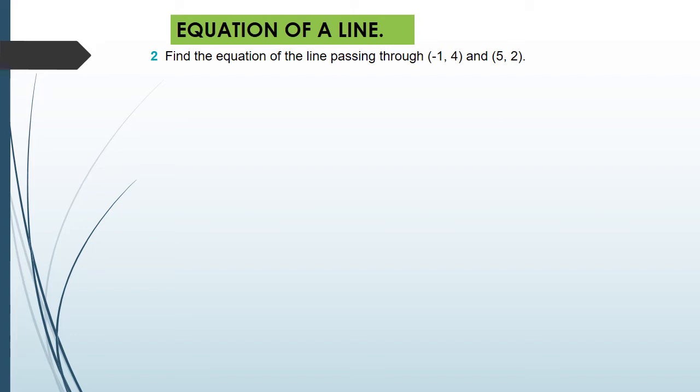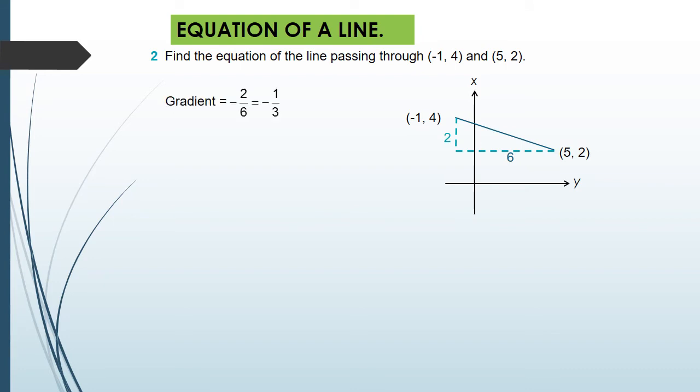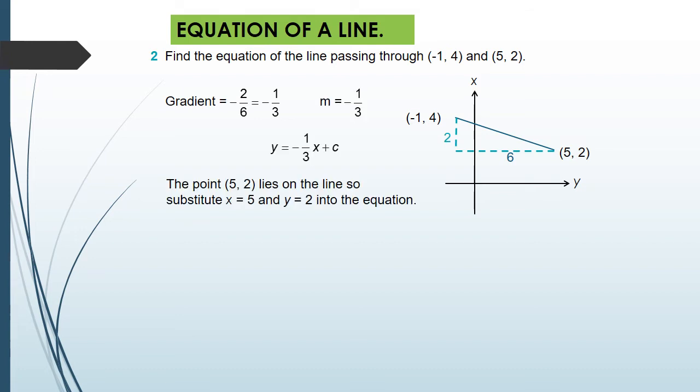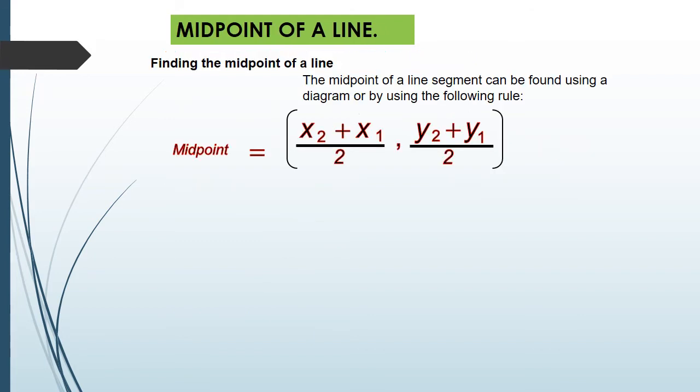Let's try our hands on the second example, for the line passing through (minus 1, 4) and (5, 2). We find the gradient. In this case, the gradient is minus 1 over 3, and then we find our y-intercept. When we substitute our values, our y-intercept will be 3 and 2 over 3. To find your y-intercept, you can use either of the two coordinates with the general equation of a straight line. So we have our m and our c. We substitute into that general form, and that gives us our equation.